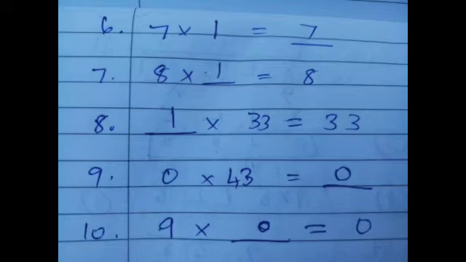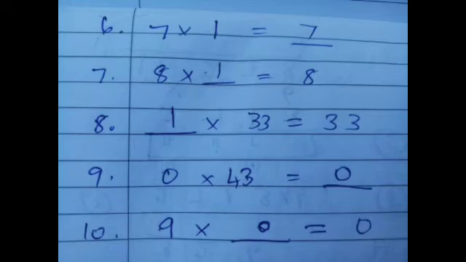0 multiplied by 43 is 0. 9 multiplied by 0, 0. Or 0 into 0 also 0. Coming to the 12th question, 1 multiplied by 1 is 1. 13, 16 into 0, 0. 14 and 15 are 0 number multiplication.